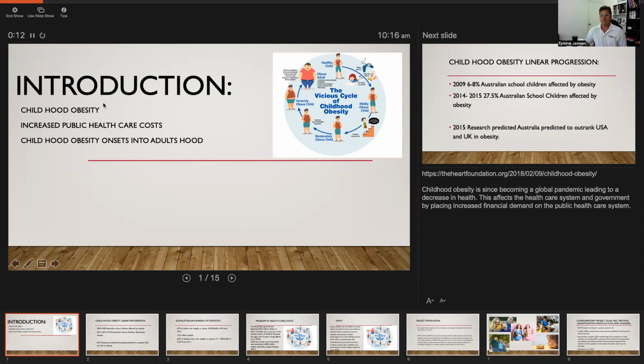Childhood obesity is becoming a global pandemic, leading to a decrease in the health of the population. This affects the healthcare system and government by placing increased financial demand on the public healthcare system. The purpose of this presentation is to give you an introduction to childhood obesity, the increased costs that the public healthcare system is absorbing, and how childhood obesity onsets into adulthood and disease states.